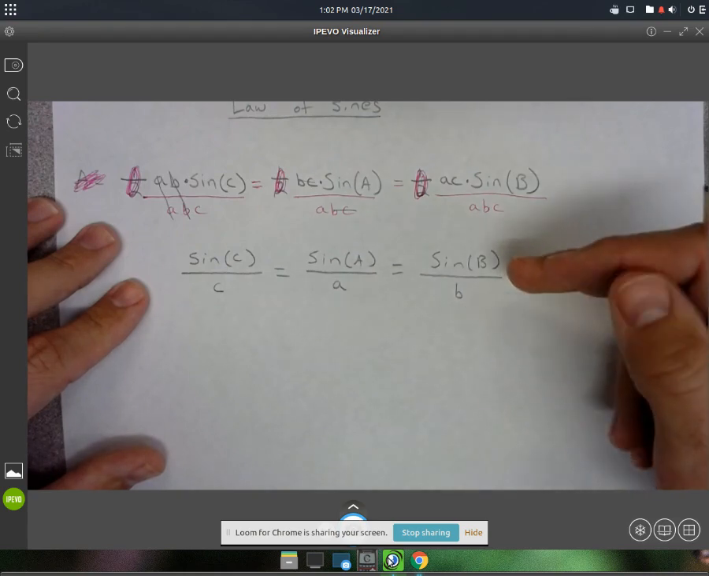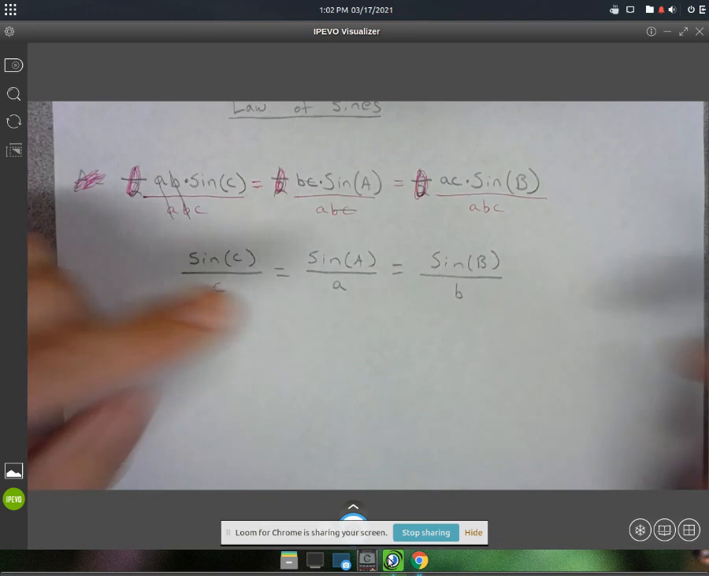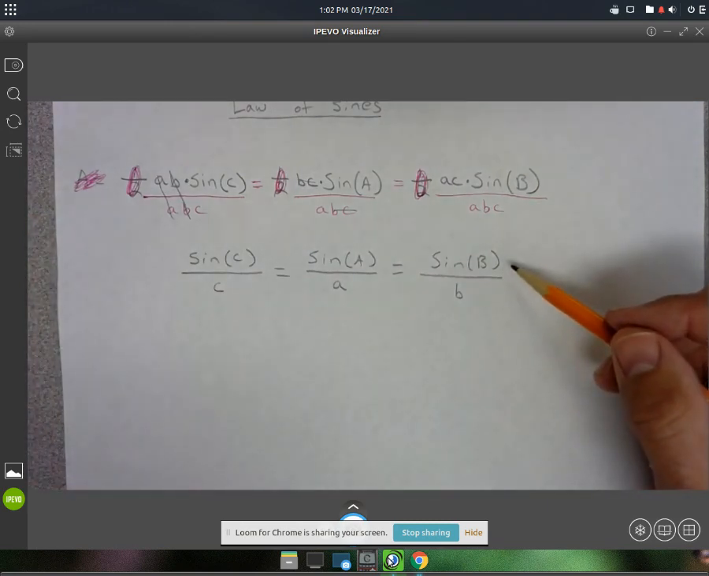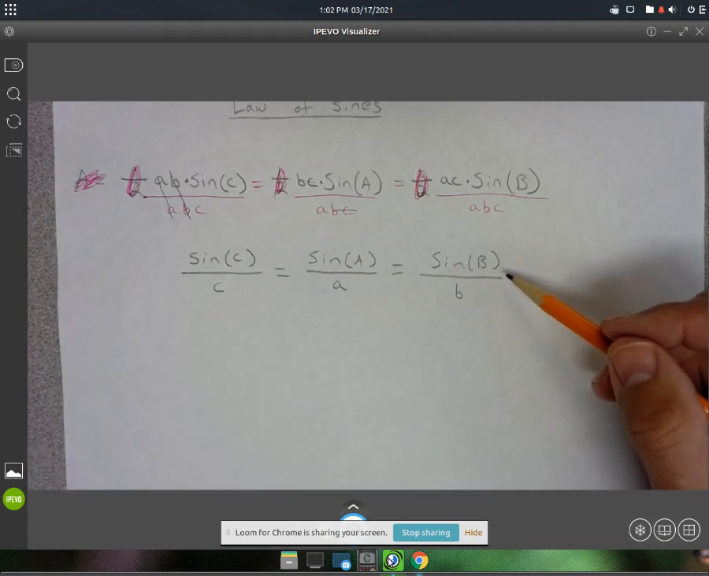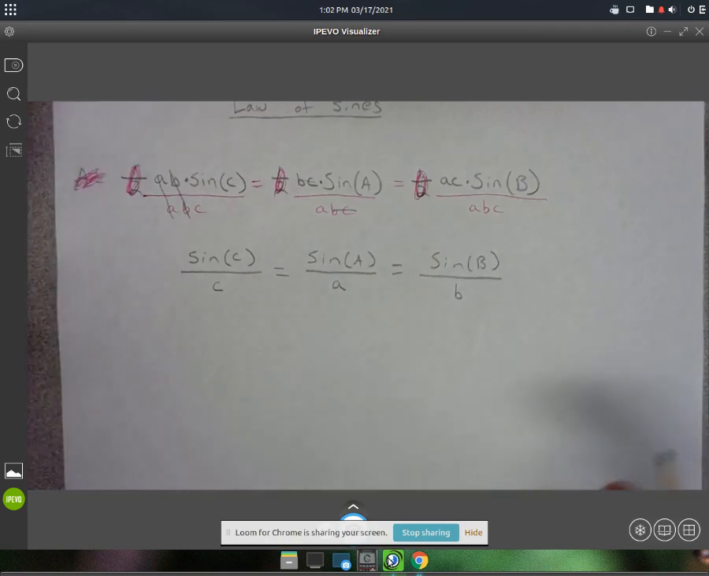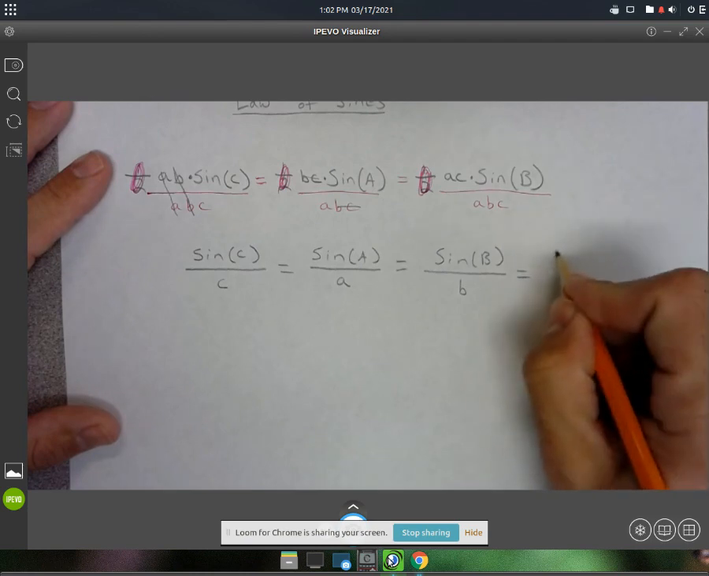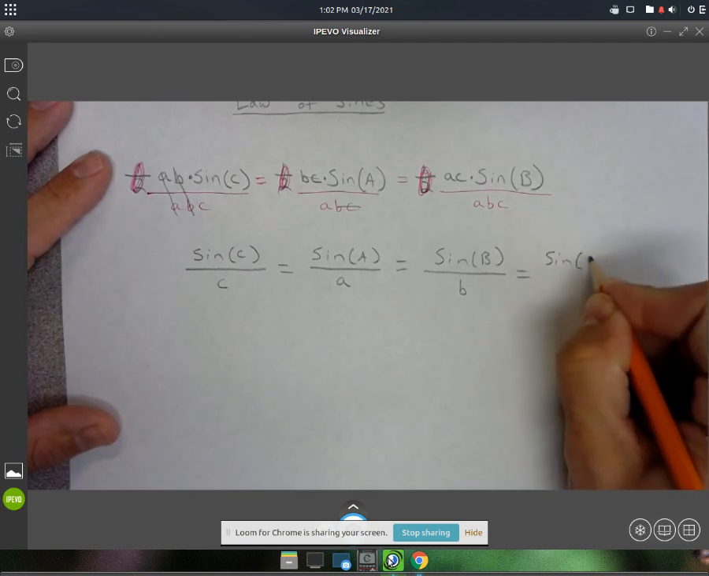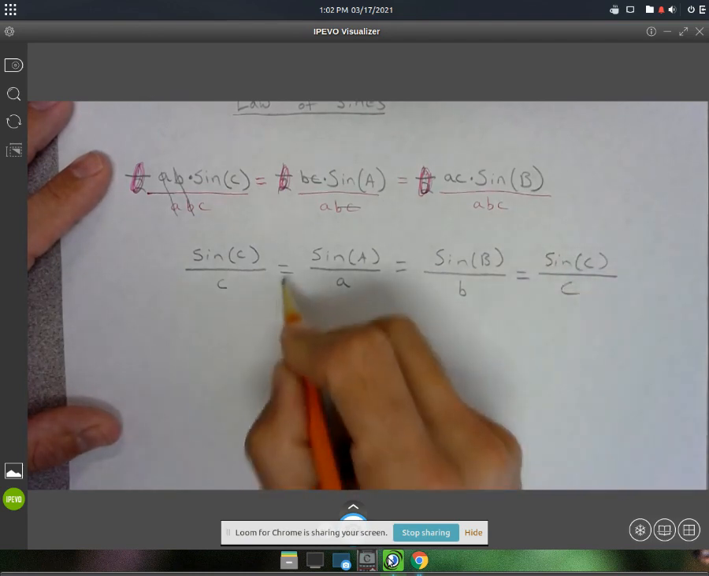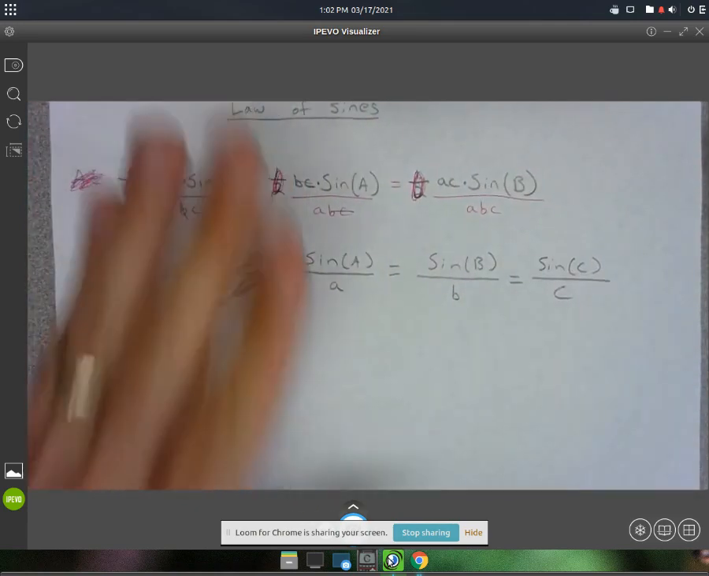So the ratio of this to this is equal to the ratio of this to this. It's the sine of the angle to the leg that's opposite, or the side that's across from that angle. I know it looks complicated. Usually you'll have this one over here. Actually, let me put that over there, sine of C. It looks better to me. There we go. So A, B, C along the bottom.